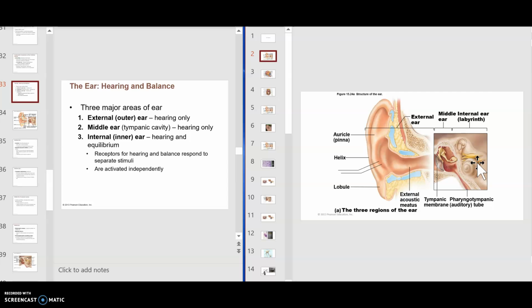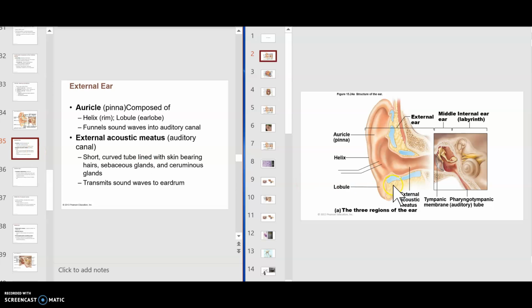Okay? Equilibrium. All right. So as we look at the external ear, here we have the auricle. That's the area on the outside, which you call the ear. Here's the helix, that area there. This here is elastic cartilage underlying this skin. And here's the helix right there.